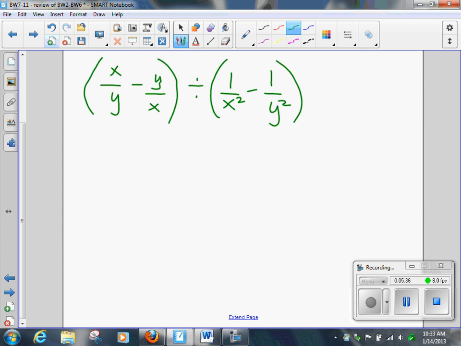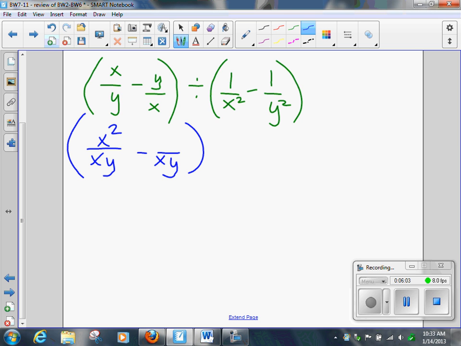We've got to have like denominators. What's my common denominator, folks? XY. All right? XY, XY. What did I multiply to the first one? X. So I have to multiply another X to the top. So X times X is X squared. Is everybody with me why I've got X squared? Everybody cool? If you're not, you better say so.